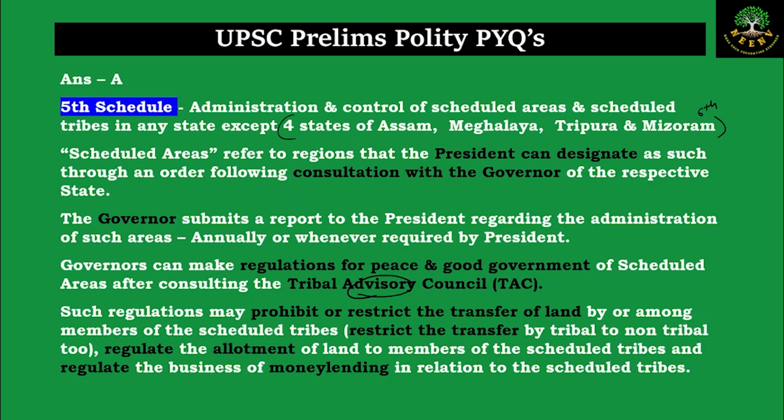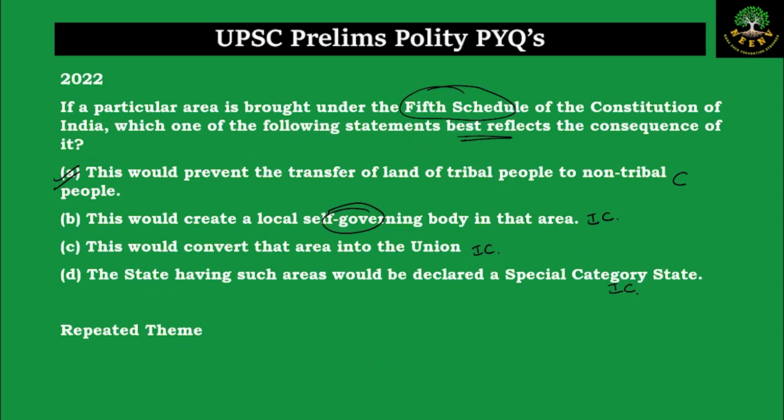And various regulations and protections given to the scheduled areas might prohibit or restrict the transfer of land to a non-tribal, or they might regulate the allotment of the land to tribal members, or they might regulate the money lending that happens in these scheduled areas. So if we consider all these factors, option A best reflects the consequence of including a particular area as 5th scheduled area. So A is the correct answer.